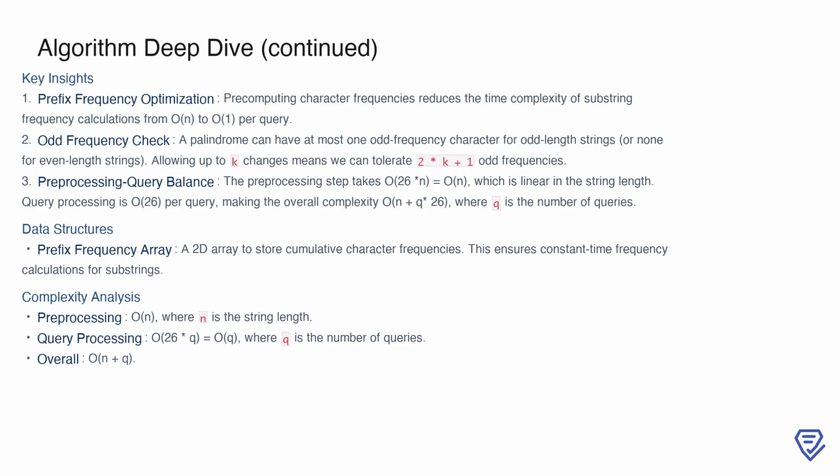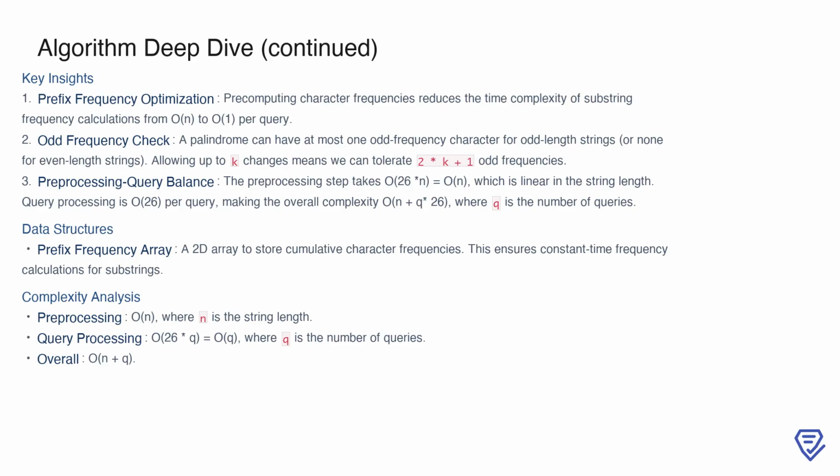Second, the odd frequency check is central to the problem. A palindrome can have at most one character with an odd frequency for odd-length strings, and none for even-length strings. Allowing k modifications means we can tolerate up to 2k plus 1 odd frequencies, giving us a clear condition to evaluate.